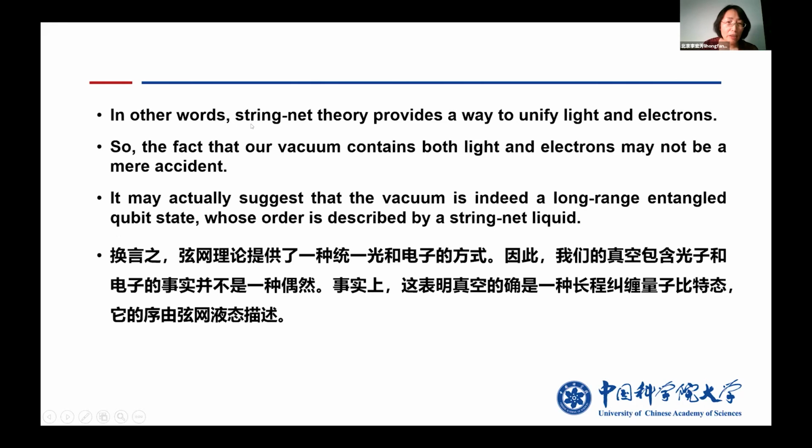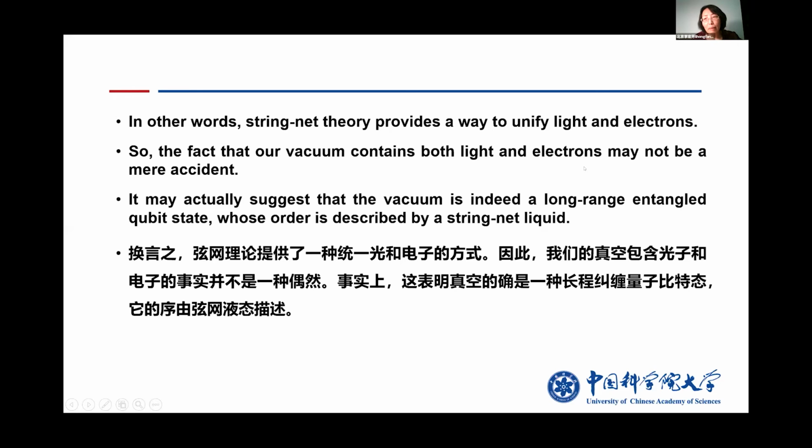In other words, string-net theory provides a way to infer light and electron, showing that the fact that our world has both light and electron may not be a mere accident. It may actually suggest that the vacuum is indeed a long-range entangled qubit state whose order is described by a string-net liquid.